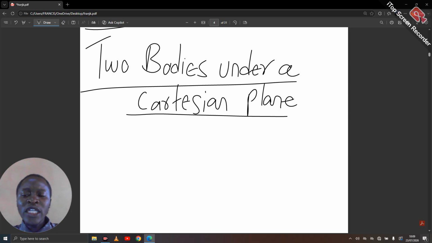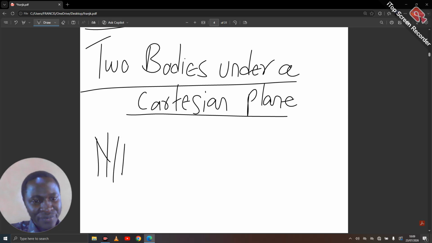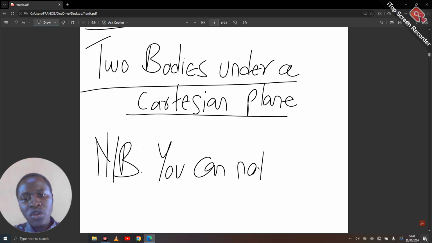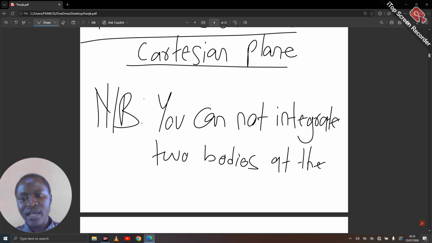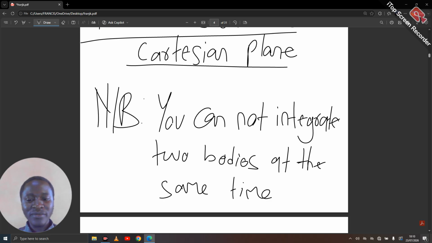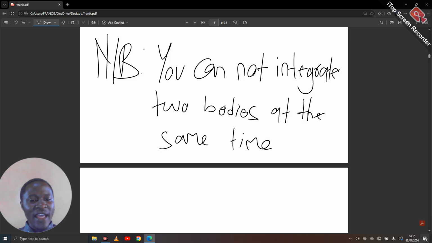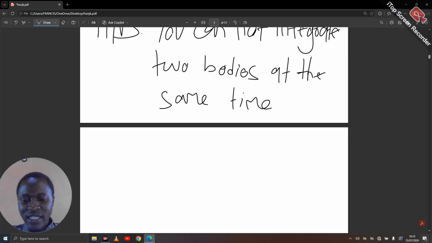Now, note this. You cannot integrate two bodies at the same time. I want you to note it. NB, write it somewhere: you cannot integrate two bodies at the same time. So, the example we shall use in this place.